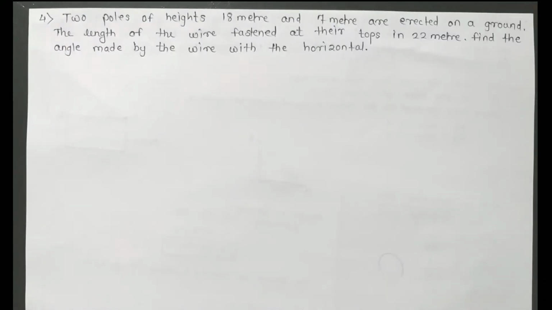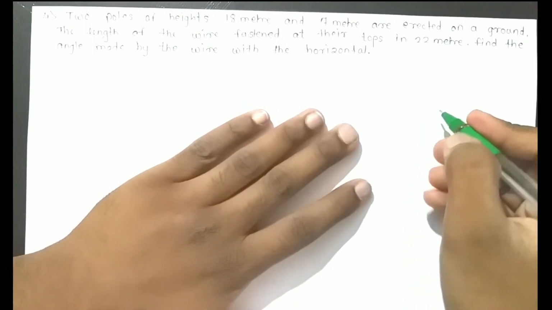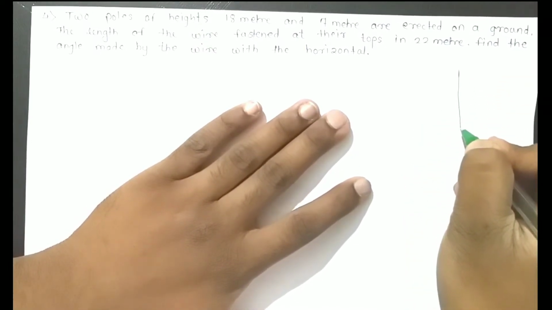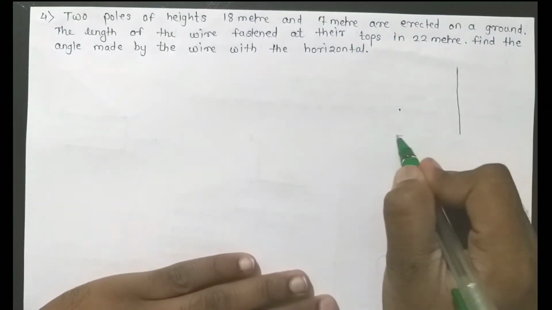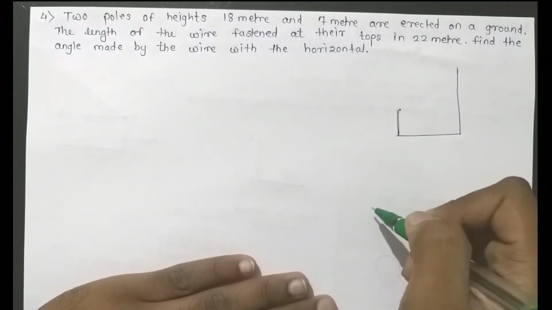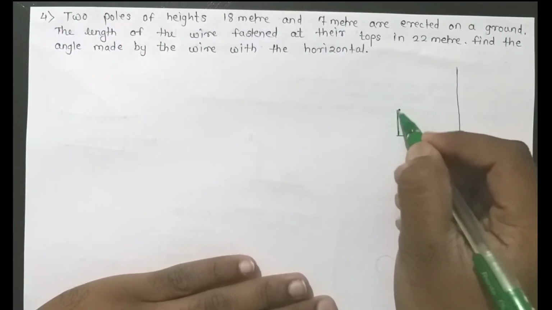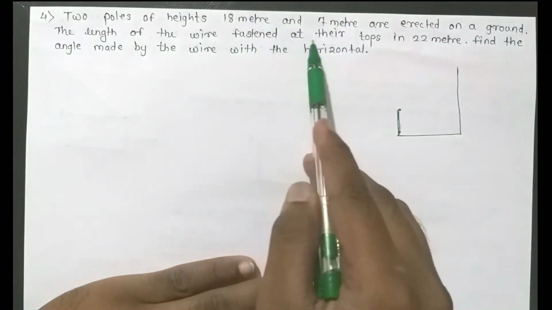Now turn towards fourth example. Two poles of height 18 meter and 7 meter are erected on a ground. What they said, two poles are there. First one is 18 meter and second one is 7 meter. Erected means standing.